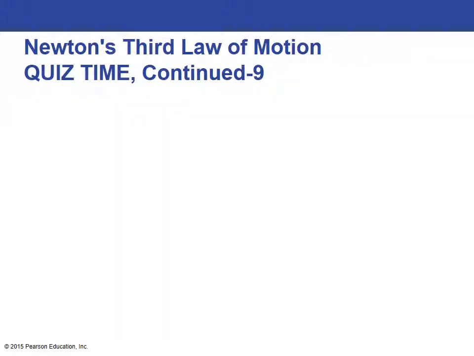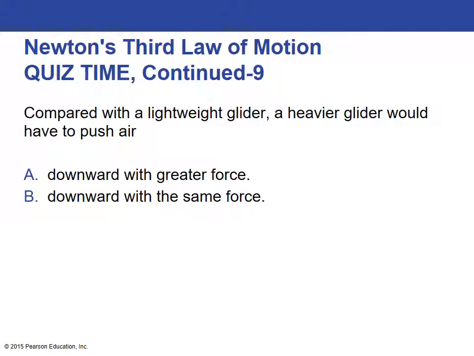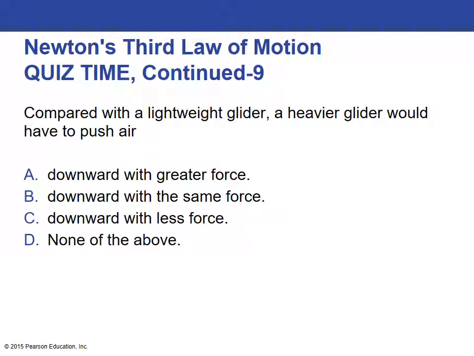Have you ever played with balsa wood gliders? If you haven't, I'll get us some, and we can do that in class. Usually they are very light, or even a paper airplane. Suppose that you have two, a heavier one and a lighter one. In order to achieve flight, would the heavier glider have to push air downward with greater force, downward with the same force, downward with less force, or none of the above? What keeps the glider suspended?